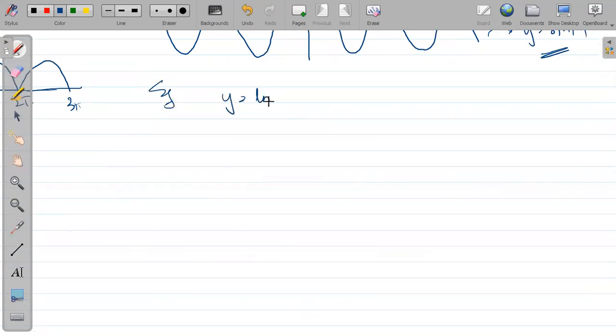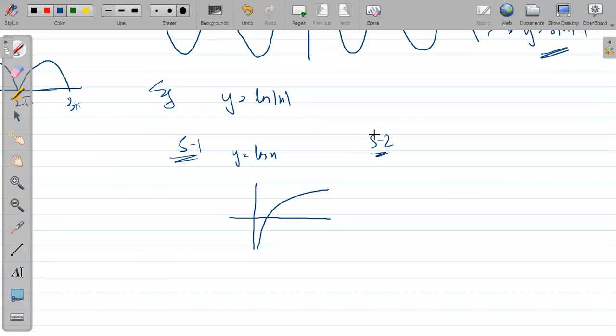So y equal to ln of mod x. Step 1: draw the graph of y equal to ln x. This is the graph of y equal to ln x. Step 2: is there anything present in the negative x direction? No, there is nothing present. So what to remove? You can remove nothing because nothing is present. If there is no graph present, then how can you remove anything?